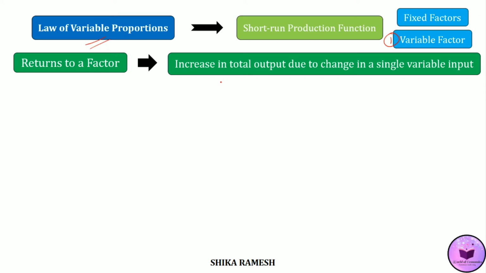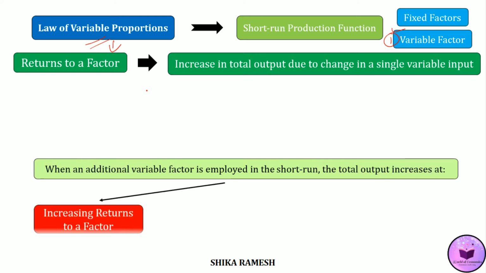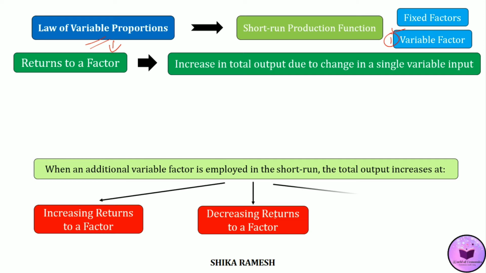Also, the increase in total output is related to change in a single variable factor. That is why the law of variable proportions is also known as returns to a factor. So, in the short run, when more and more variable factors are employed, the total output will increase at an increasing rate, decreasing rate, and constant rate.